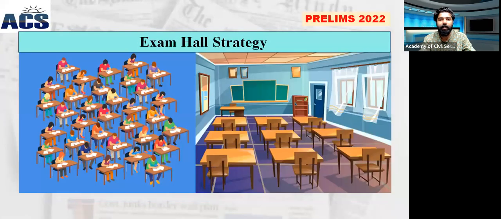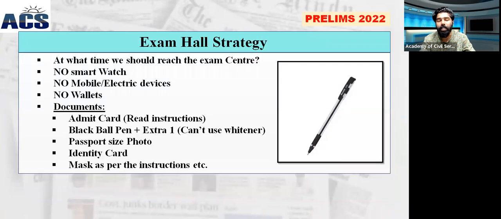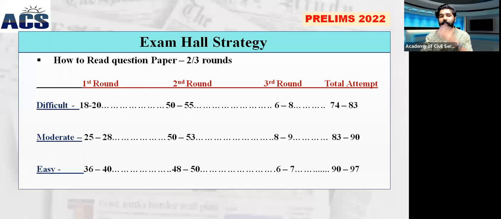We have discussed examination hall strategy and the documents you need to keep. Admit card: you have to take a printout, either color or black and white is fine. Black ball pens: you can choose whichever company is better for you. We cannot use whitener. Keep a passport size photo with you. Identity card: all these things will be mentioned in the instructions of the admit card. The identity card is the one you provided in the application for the UPSC exam. Mask as per the instructions provided. In the first round, second round, and third round also, we have mentioned: in the first round, we only attempt the questions which are familiar to you.